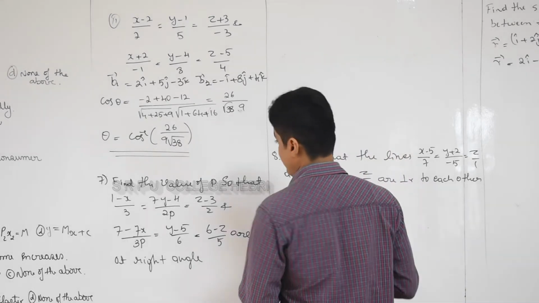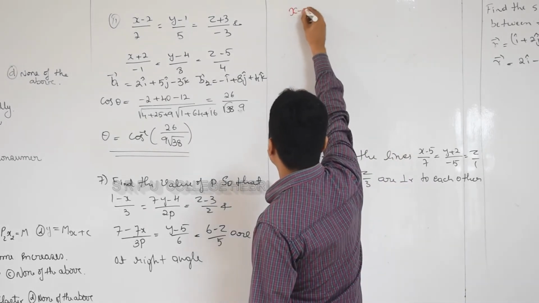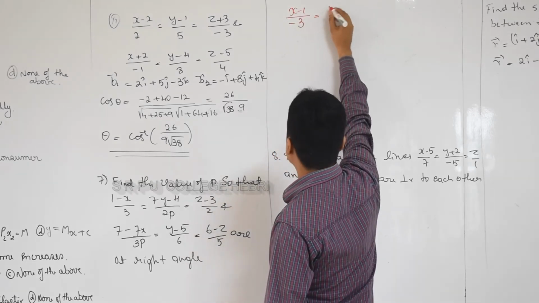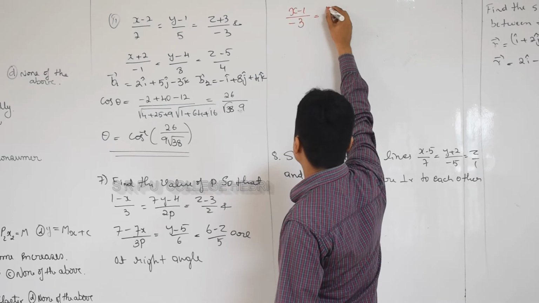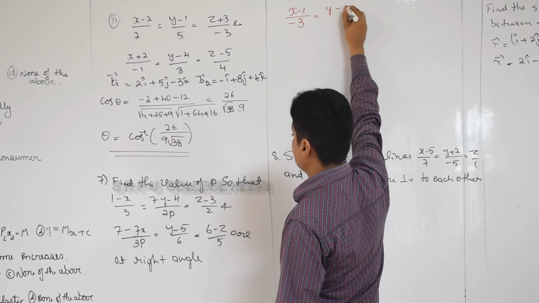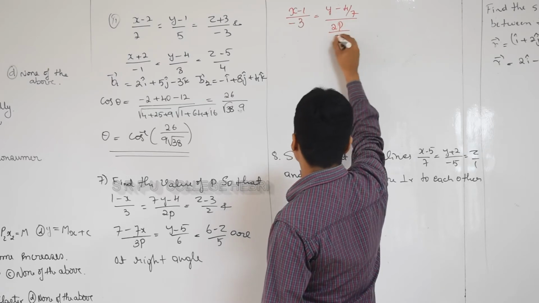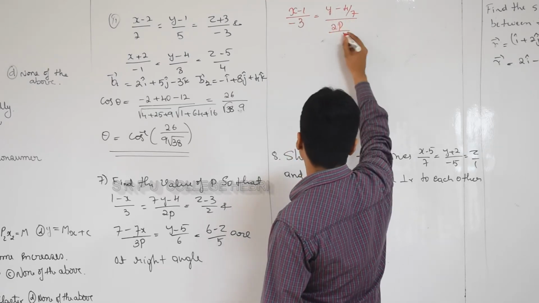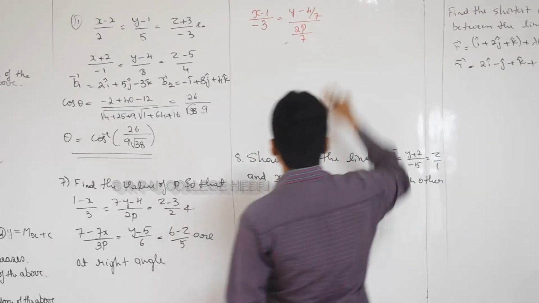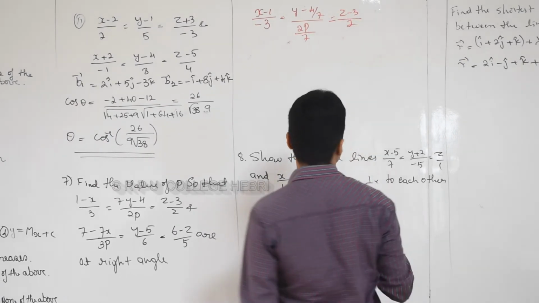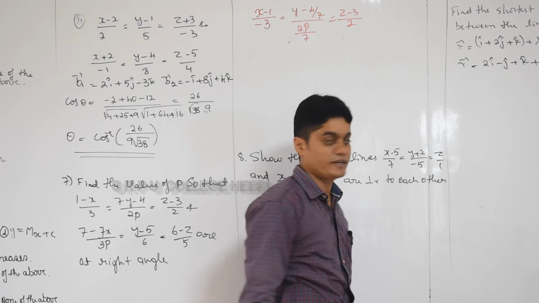First rewrite the equation. I write 1 minus x as x minus 1 and put the denominator as negative. Next, the coefficient of y should be 1, so take 7 outside. The denominator becomes 2p by 7. Okay, the third term is not an issue. z minus 3 by 2, keep it as it is.